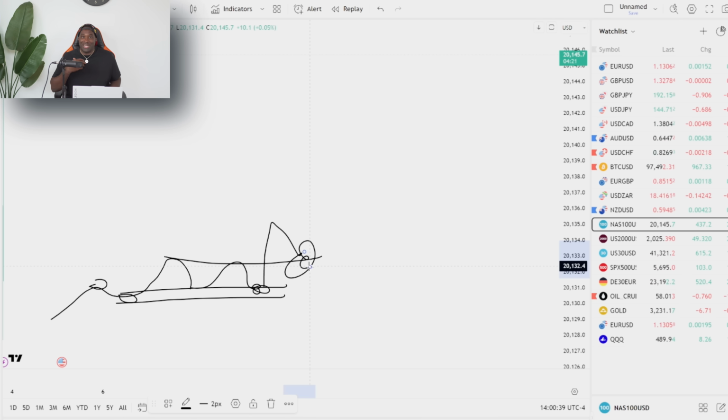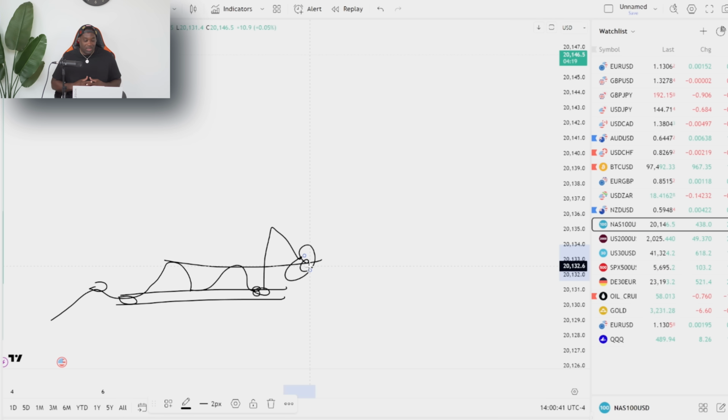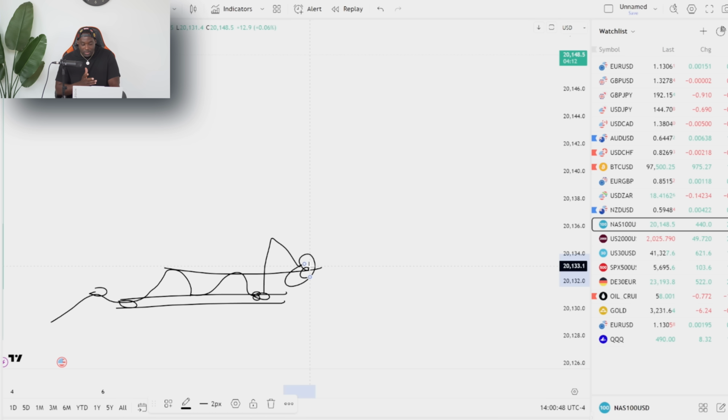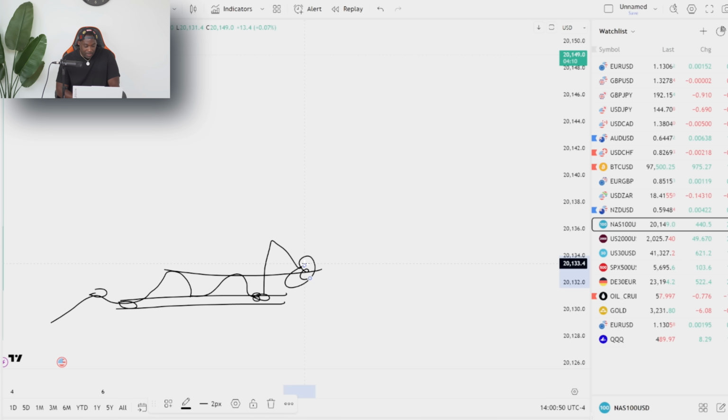Now, we're looking for a reaction. We're not looking to get in as soon as the market hits that level. We're looking for some type of reaction. I'm looking for a candlestick reaction. Again, I'm going to show you later on when I'm showing you the trades. But overall, this is what I'm looking at.